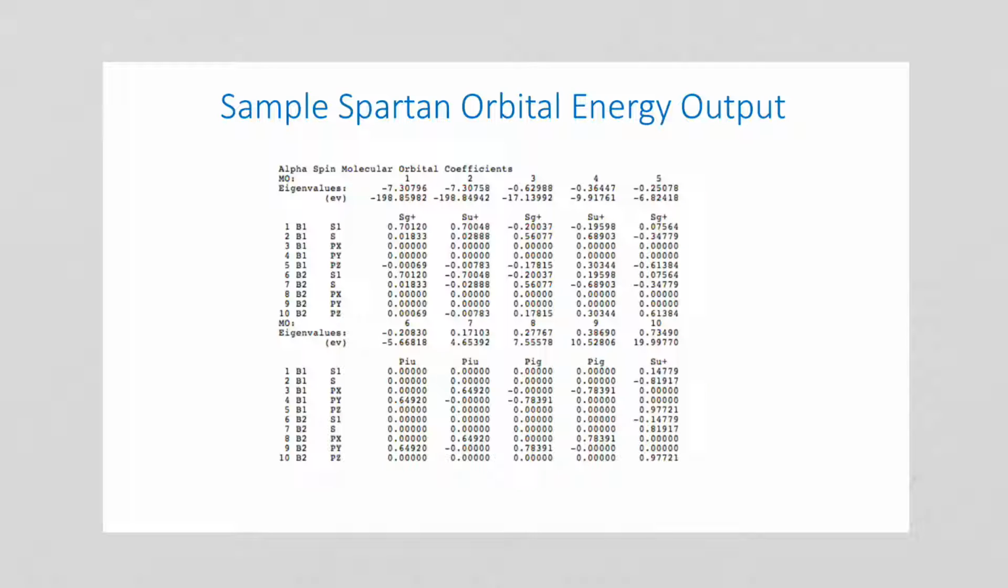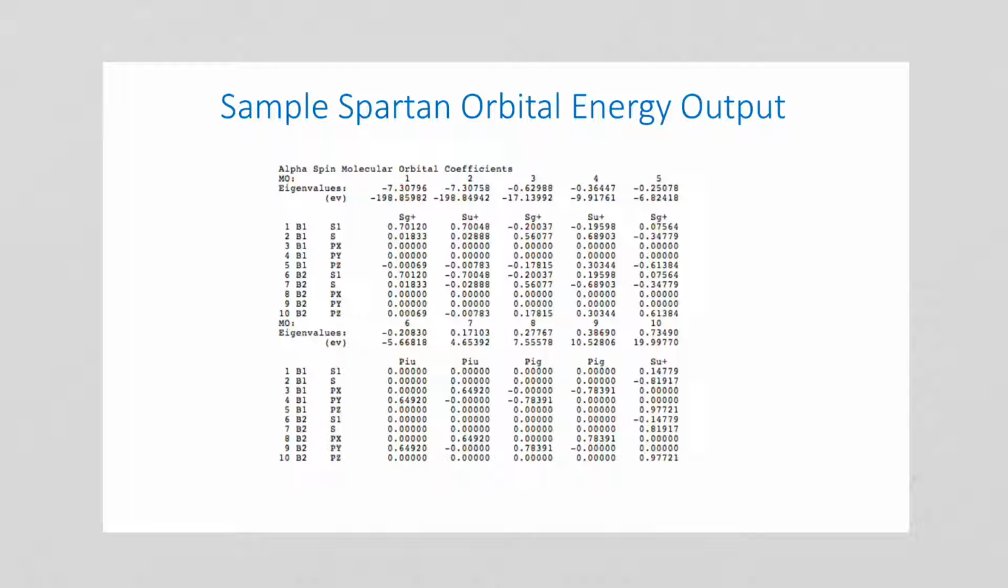So what Spartan is showing you here in this information is the energy corresponding to each of the molecular orbitals that have been calculated. Okay, so each one of these columns, you see they're numbered 1, 2, 3, 4, 5, all the way up to 10. So we've got 10 different molecular orbitals that Spartan has calculated for this particular molecule. So it looks like it's a B2 molecule from our labels over here.